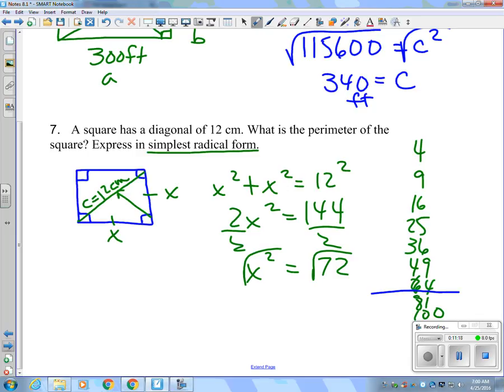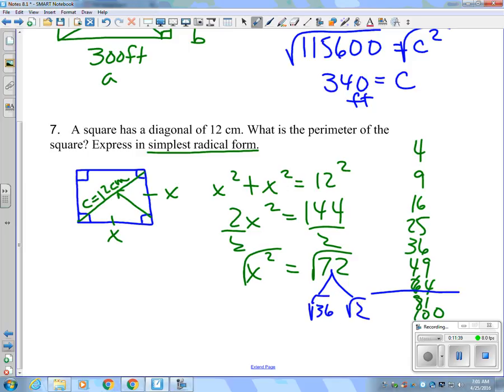So something above that line is going to go into 72. So 72 divided by 64 does not go evenly. 72 divided by 49 does not go evenly. 72 divided by 36 goes evenly 2 times. So I just keep dividing. Whoop, that's supposed to be 36.